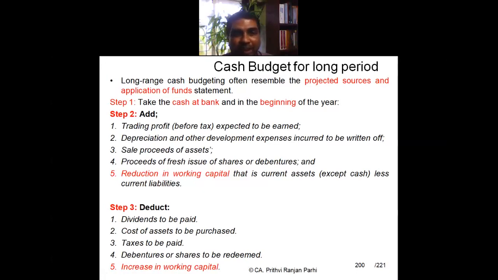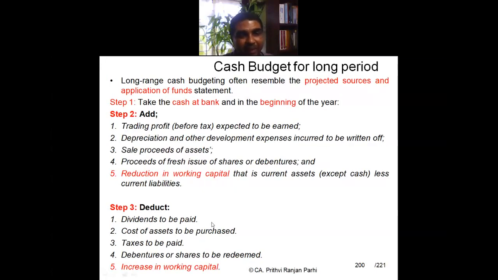But we are looking for cash flow. So to arrive at the cash flow, depreciation has to be added, right? Depreciation and other costs which have been written off need to be added. So trading profit, add depreciation, sale proceeds of the assets, proceeds of fresh issue of shares and debentures, reduction of working capital. All these things need to be added.